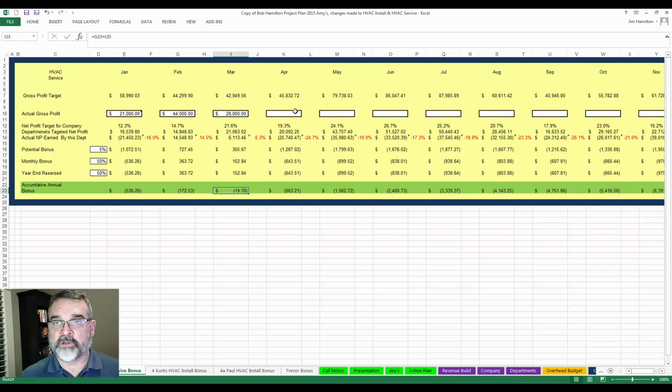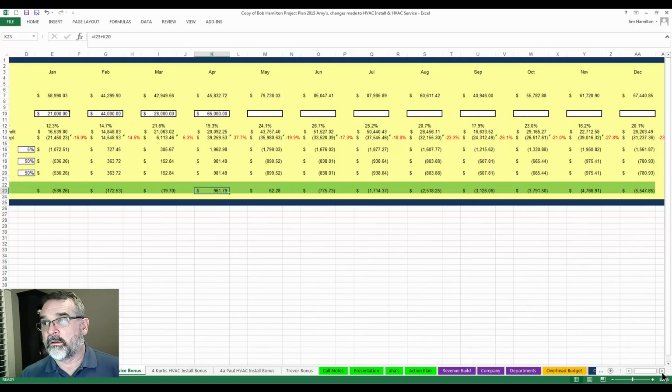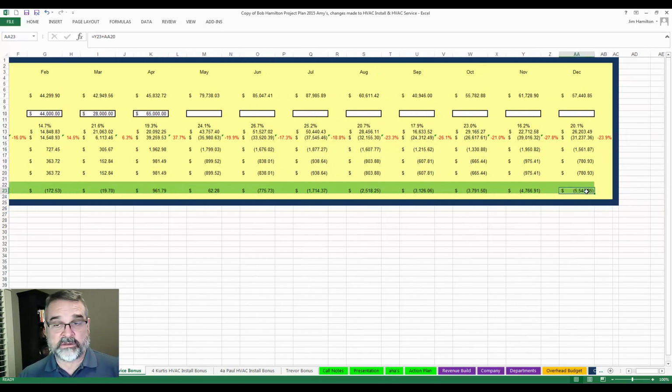And so then April comes along and he just has a fabulous month and he ends up with $65,000 in gross margin. Instead of making 19% net profit, he made 37.7. So he got half of that bonus. The other half is going to be carried back minus the 19. That's why it's 961 instead of 981. So now he's in bonus for the year. Now he has to keep his head above water for this to happen. And so at the end of the year, he'll end up with whatever this number is.